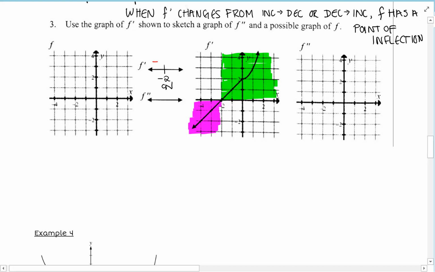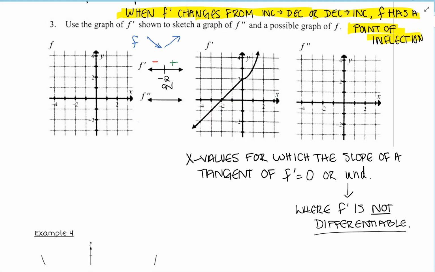And from negative 2 to infinity, f prime is positive. So from negative 2 to infinity on the f prime number line, we have a positive interval, which means that f will be increasing from negative 2 to infinity.